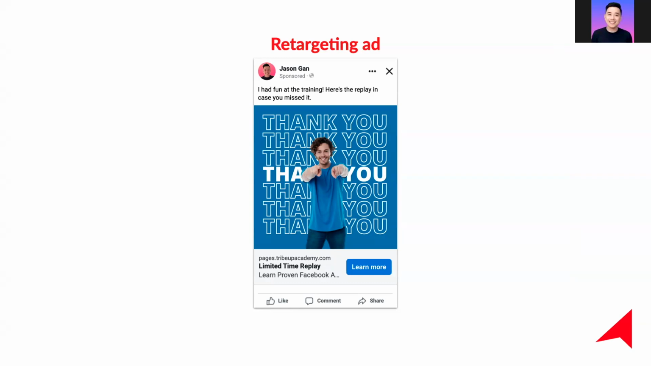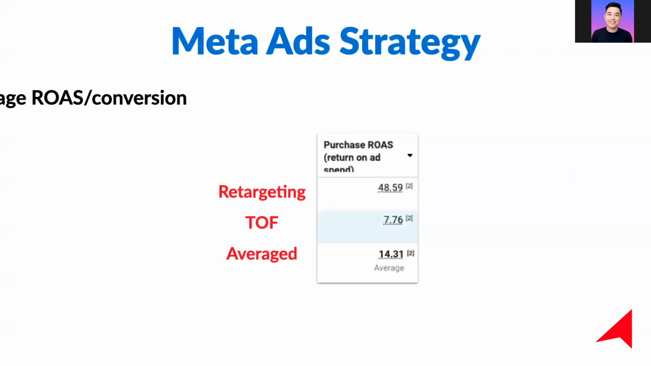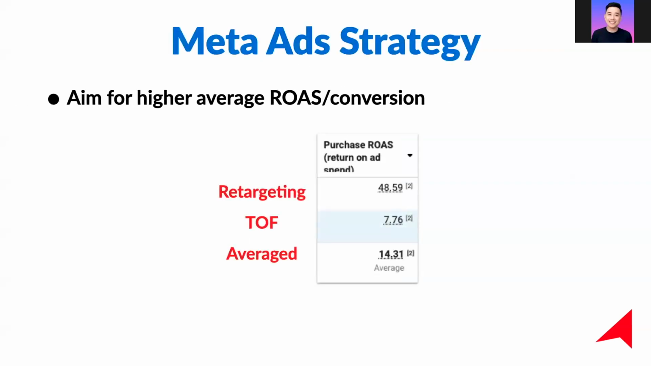I just want you to start imagining the possibilities of having an all-rounder strategy, because here's how it works. We want a strategy that aims for a higher average ROAS. So here's what I want to show you. This is a real case. In the middle, you see the TOF, the top of funnel ROAS. It's already high, but of course we want it higher. The top of funnel is getting us 7.